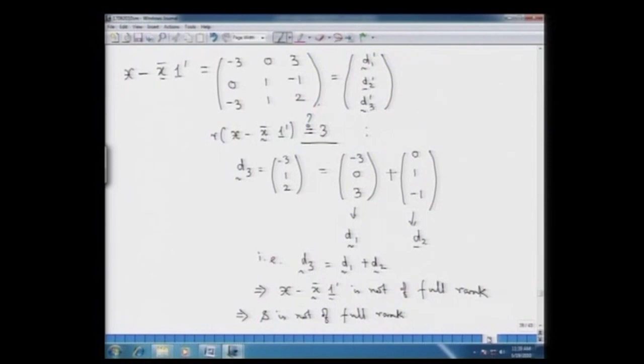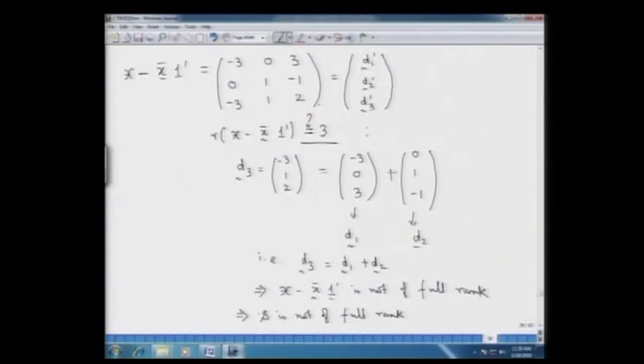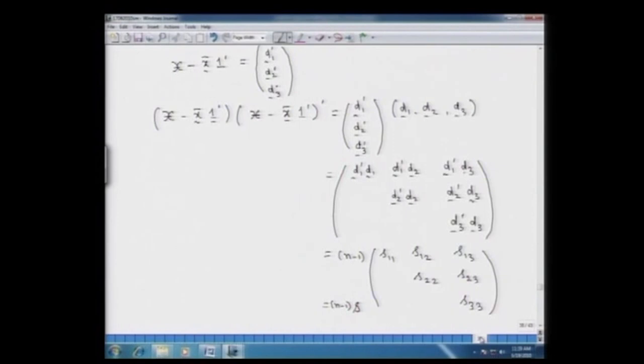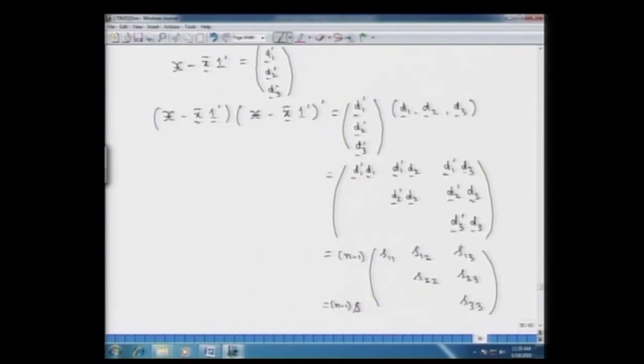Let us look at the last part of this particular problem to find out the generalized sample variance and the total sample variance. So, what are those quantities? That would be derived from the S matrix, where the S matrix is given by this particular term here, n minus 1 times that.